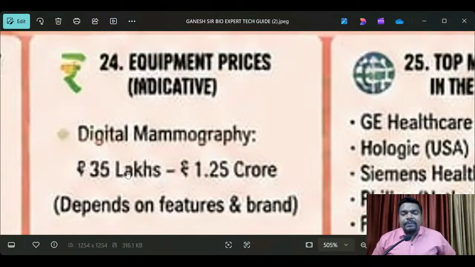See here, equipment price is 35 lakhs to 1.25 crores, depending on features and brand. These are not exact values. It is an estimated value, because it depends on the equipment, the company, and the make and model from foreign countries. It is going to change.